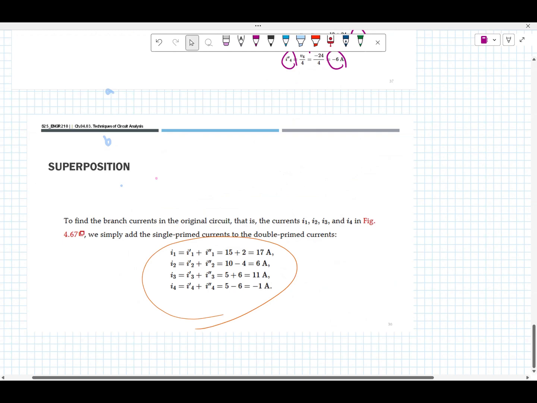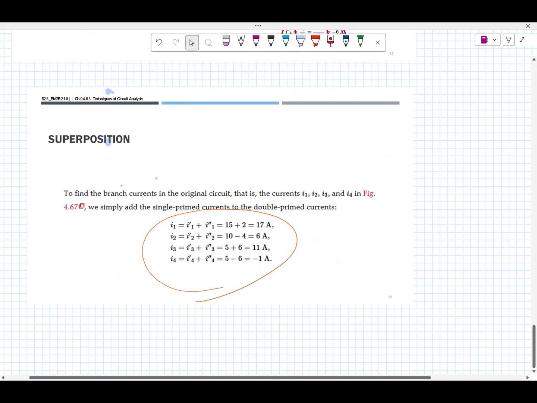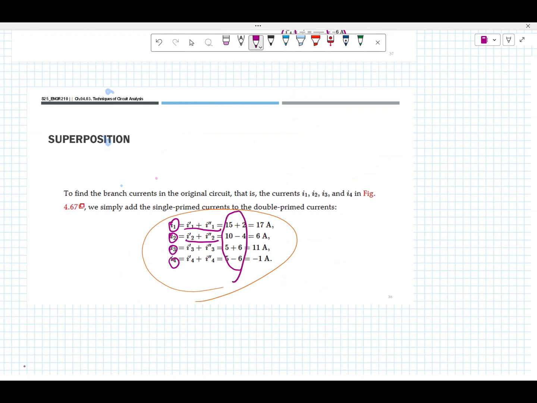So after that, we find the two cases: keeping the voltage sources and deactivating the independent current sources, then the independent current sources activated and voltage sources deactivated. So finally, for I sub 1, 2, 3, 4 in each of the two different cases, I sub 1 prime plus I sub 1 double prime, I sub 2 prime plus I sub 2 double prime, something like this. So with all the values summed, finally we can get the currents, what we wanted for the branch currents from the circuit.